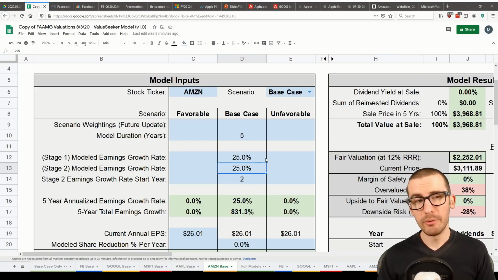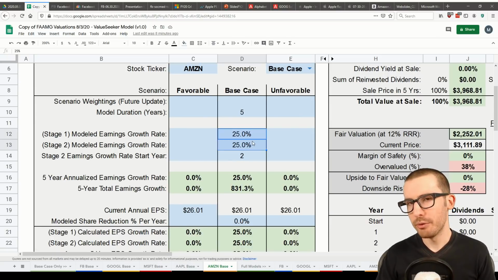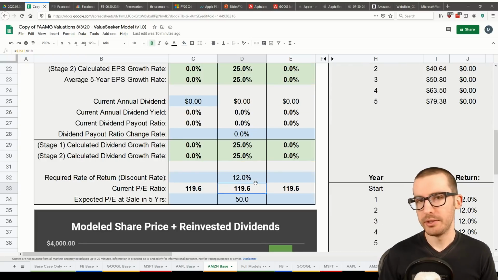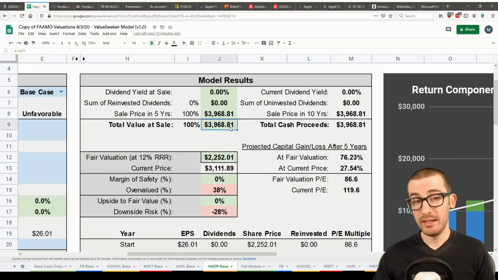Now, modeling with high growth rates can be challenging because even a small change in those high growth rate assumptions can make a fairly substantial difference on the ultimate stock fair valuation price. In this case, I've assumed an annualized growth rate of 25% over each of those 5 years. Amazon's currently trading at a price to earnings ratio of well over 100 when it's historically traded at around 80. In this case, I might actually be making quite a conservative assumption, assuming Amazon will be trading at a 50 price to earnings multiple in 5 years, in which case, based on that annualized 25% growth rate, the stock will be nearing $4,000 in that time.